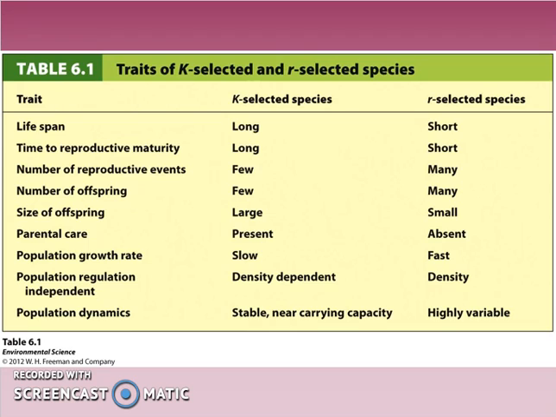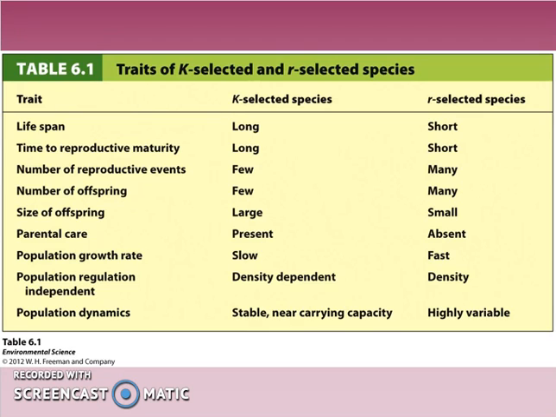K-selected species have a very long lifespan. They live 80, 100, 150 years. They live a long time, hundreds of years potentially with trees. The time to reproductive maturity, the age at which they have their first offspring, is long. They're not going to reproduce till they're 20, 30, 50, 80 years old kind of thing.